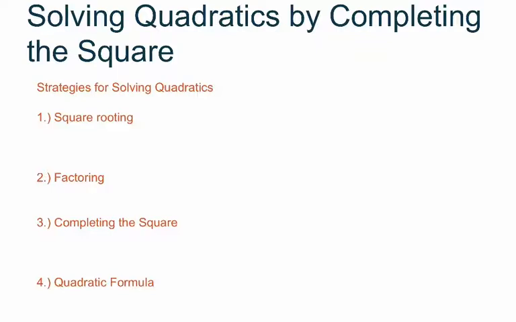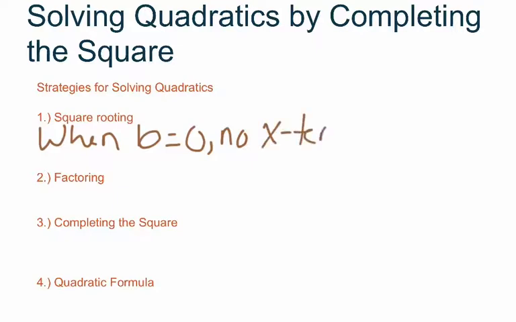I don't actually spend a lot of time discussing or showing square rooting as a strategy because it is very limited in when you can use it. You can use square rooting when your b value is equal to 0. In other words, there's no x term.